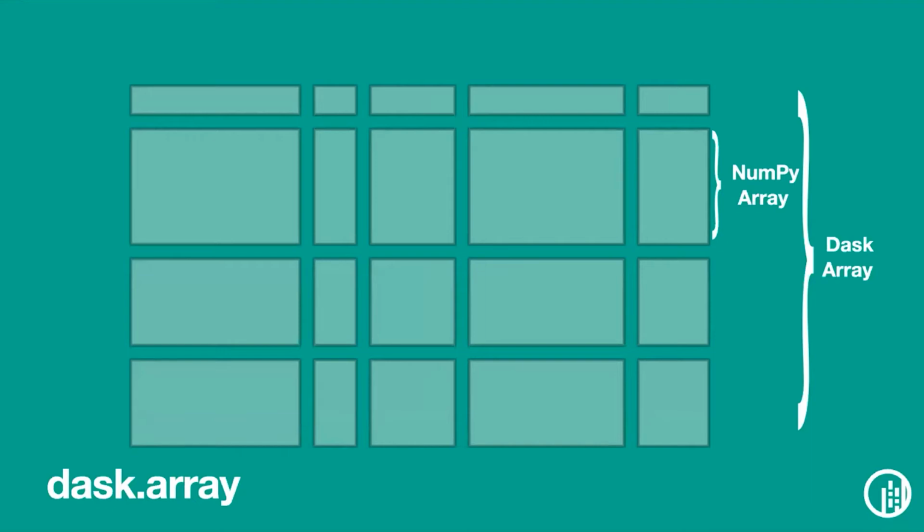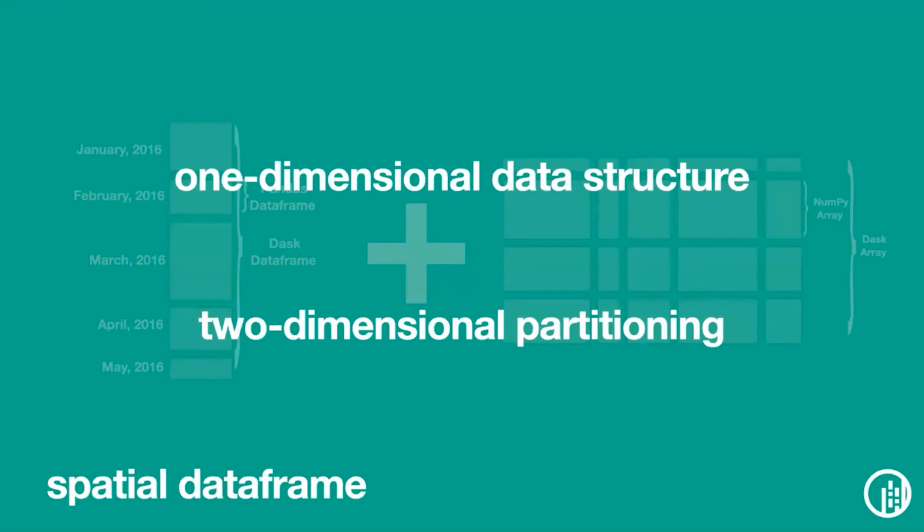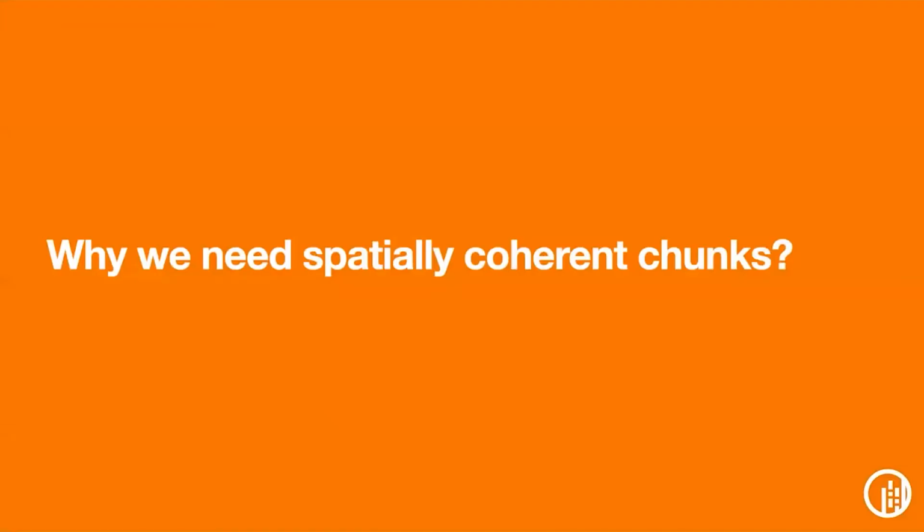But what we need to do with spatial vector data is that we have a one-dimensional data structure, which is a data frame, but we ideally need two-dimensional partitioning. So we need to combine the logic of the two. Why do we need this? We've seen a couple of use cases before, so I think that you have a pretty good idea at the moment. So just quickly fly through this.